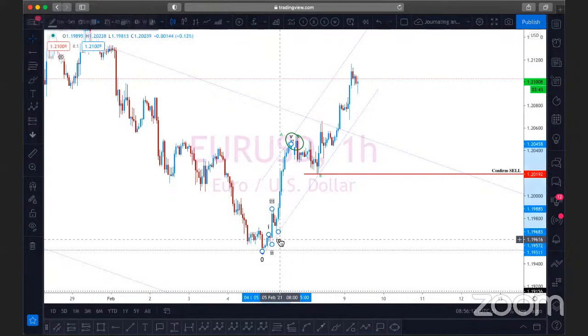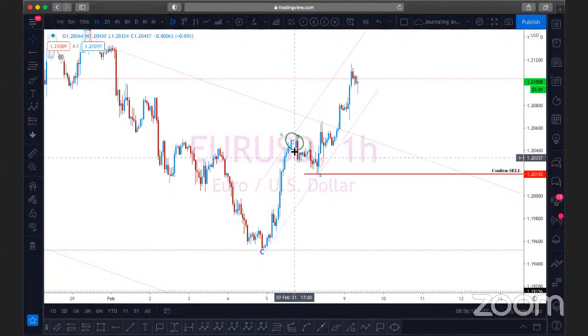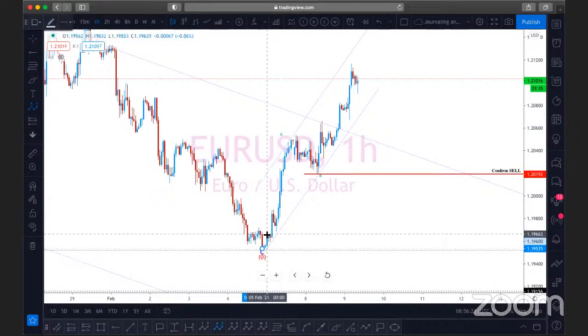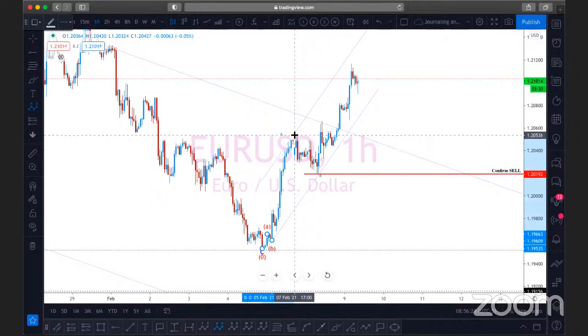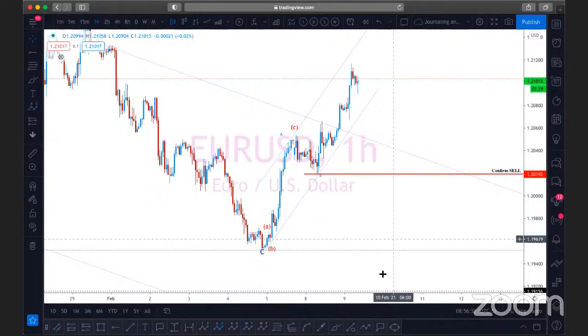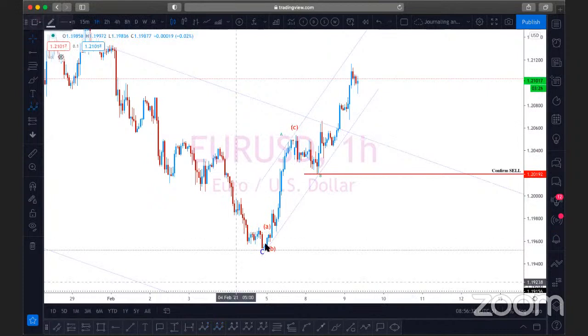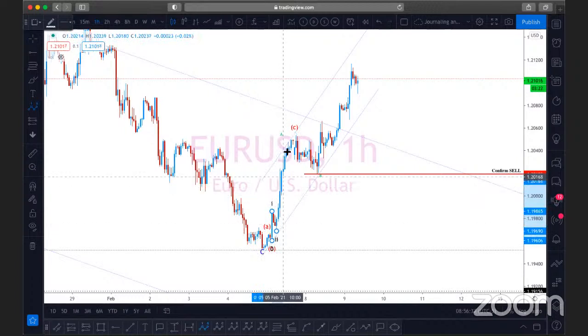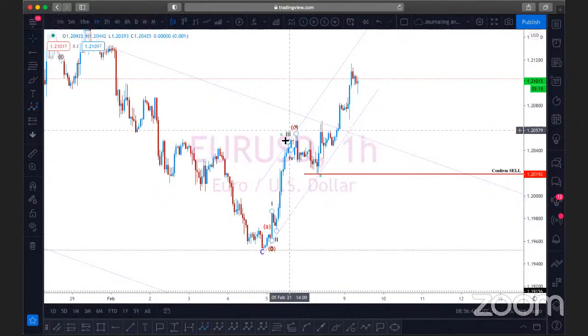So the best way that we could count this structure is to have here as A, this being B, and this level here giving you C. And in that sense, you would have had now wave 1, 2, 3, 4, 5, taking into consideration this little candle right in here as a part of price action.